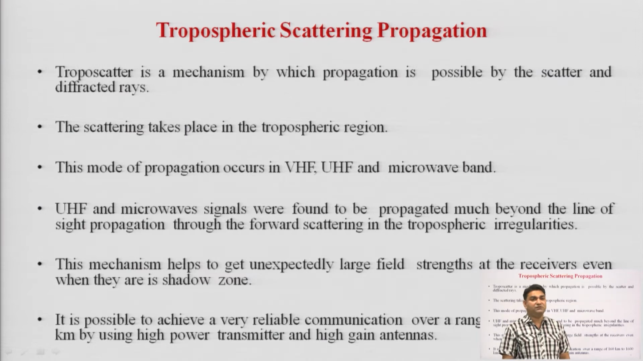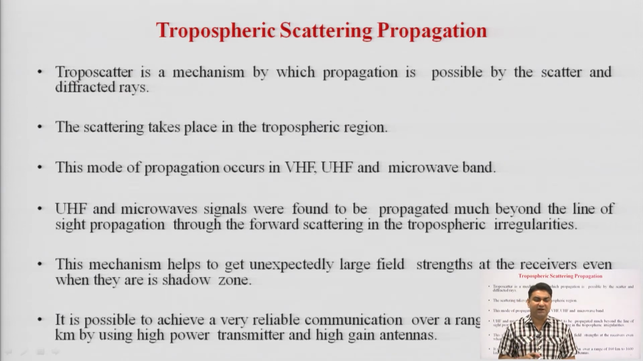Next one is tropospheric scattering propagation. This mode of propagation is a very specific mode of propagation which occurs in different circumstances, different characteristics of the atmosphere. And troposcatter is a mechanism by which propagation is possible by the scattered and diffracted rays.